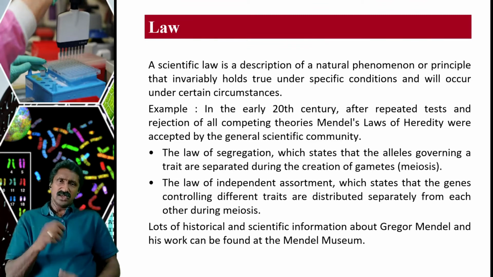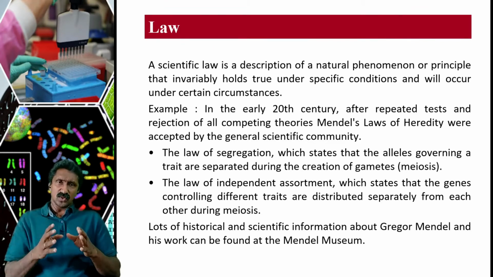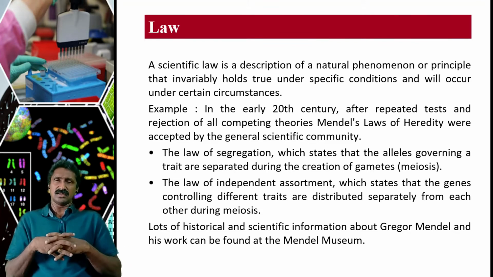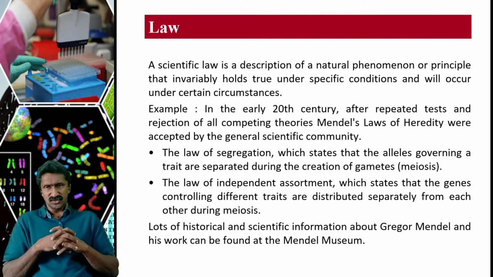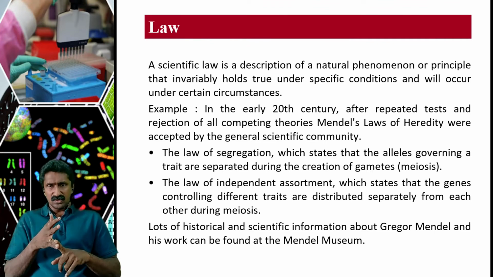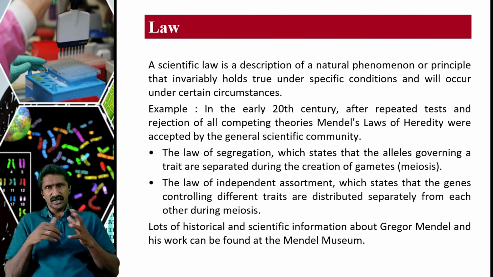Example, in the early 20th century, after repeated tests and rejections of all the competing theories, Mendel's laws of heredity were accepted by the general scientific community. So, through repeated testing and different experimental evidences, Mendel's theories were actually supported. These laws were supported by the scientific community. Now we have the law of segregation and also the law of independent assortment. It's already explained, you know that.